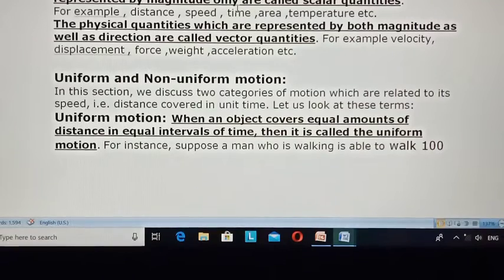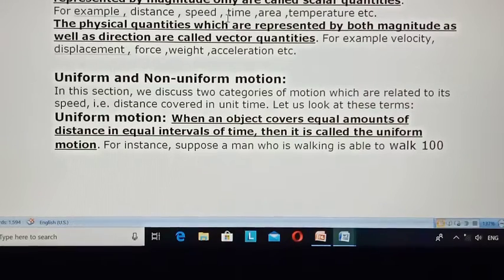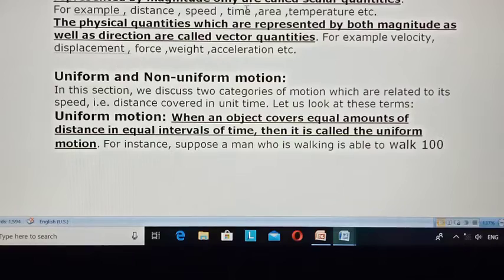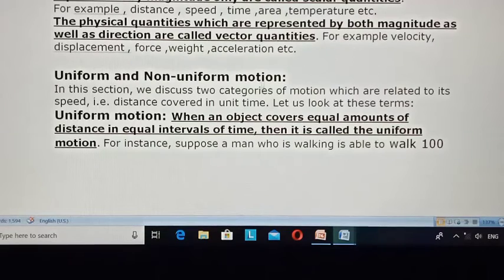Magnitude only. That means you need not mention the direction. For example, distance. How much distance you have covered while going from one point to another, say 20 kilometer or 5 meter. You need not mention the direction. So distance is a scalar. Speed, with what speed you are moving, say 10 kilometer per hour. You need not mention the direction. So speed is a scalar. Time, what is the time now, say 10 o'clock. Direction is not important at all. So in these examples you can see distance, speed, time, area, temperature, etc. These are scalar physical quantities. Fine.